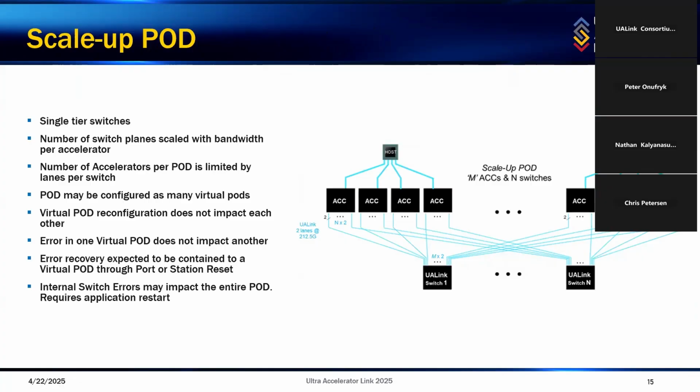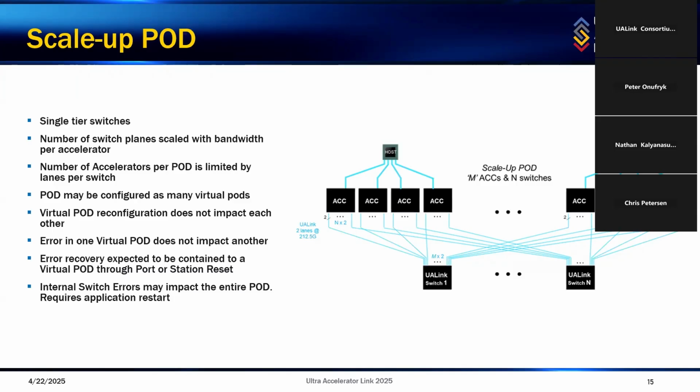So now that we have gone through the UALink stack, let us look at how it is used in the system. Peter covered a scale-up pod example. This is just digging into a little bit more detail. So the primary use of the UALink specification is to create a scale-up pod of a group of accelerators.